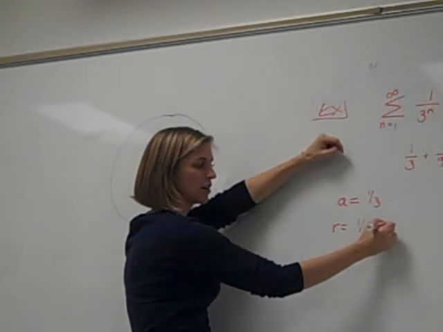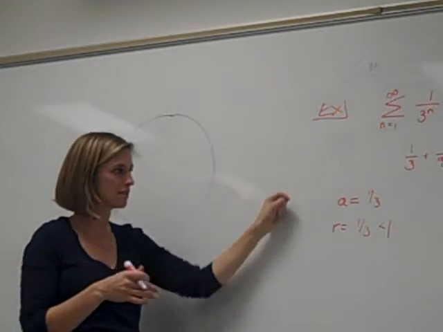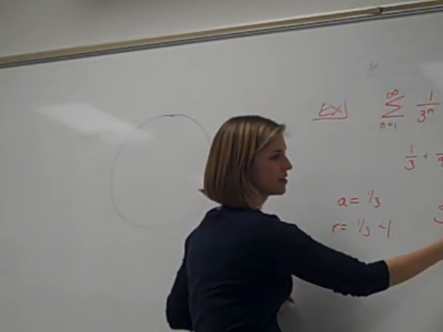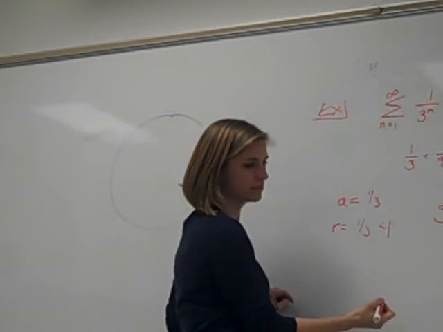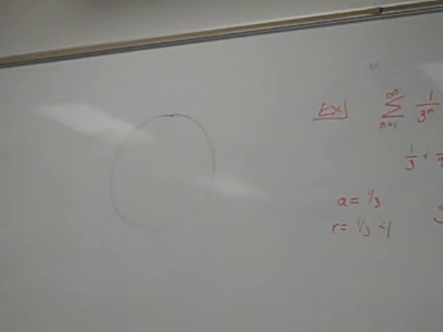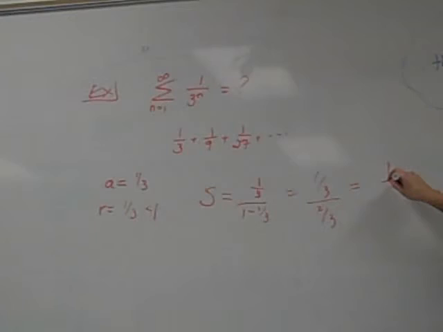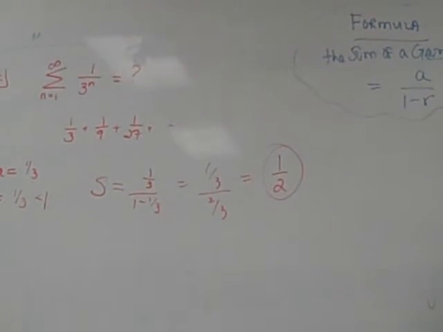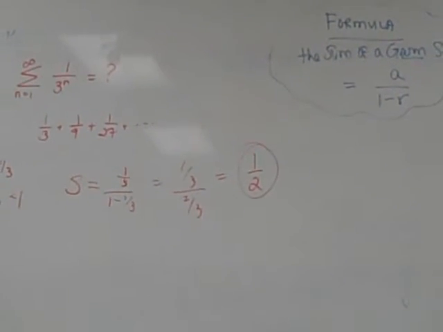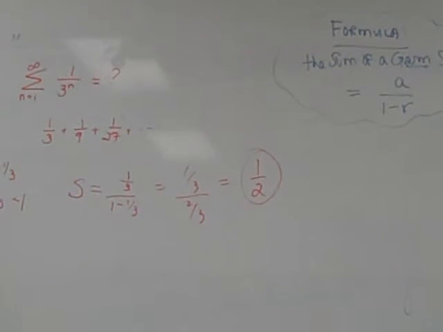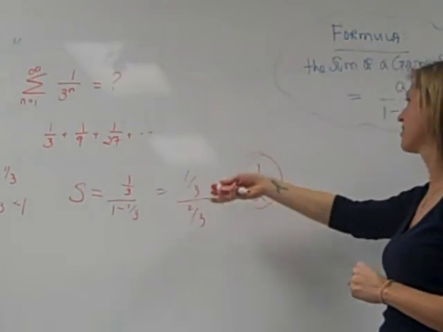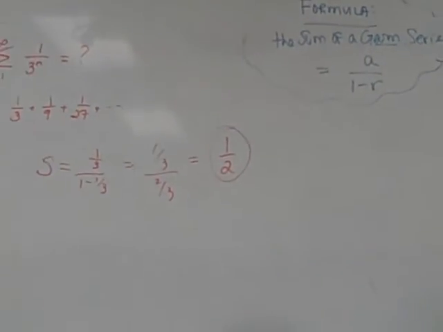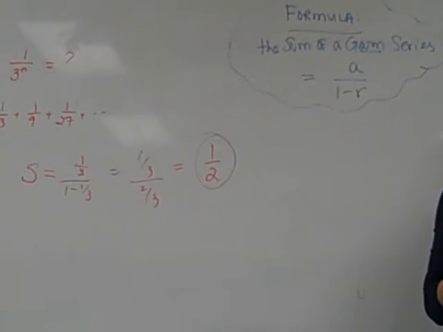So double check, is r less than 1? Yes, it is. So the sum is going to be a over 1 minus r. Figure out what that is. So 1/3 over 2/3 is 1/2. That seems weird, but if I take a third and add on a ninth and then a 27th and an 81st and so on, it's going to converge to a half.